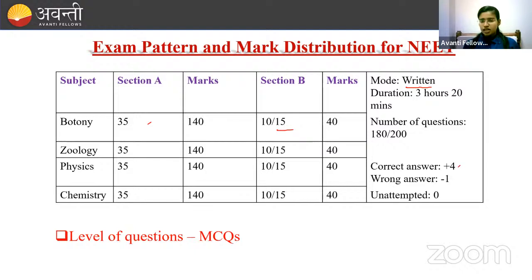Here also for each correct answer we will get 4 marks. If you attempt a wrong answer, then minus 1 from your total mark. For unattempted questions, you will get 0. There is no numerical value type question, and the NEET exam is purely multiple choice based. Got it? Any doubt from the exam pattern and mark distribution for JEE and NEET for anyone? Is everything clear? If you want to ask anything, you can ask me. If everything is clear, just type yes in the chat box so that I can proceed further.